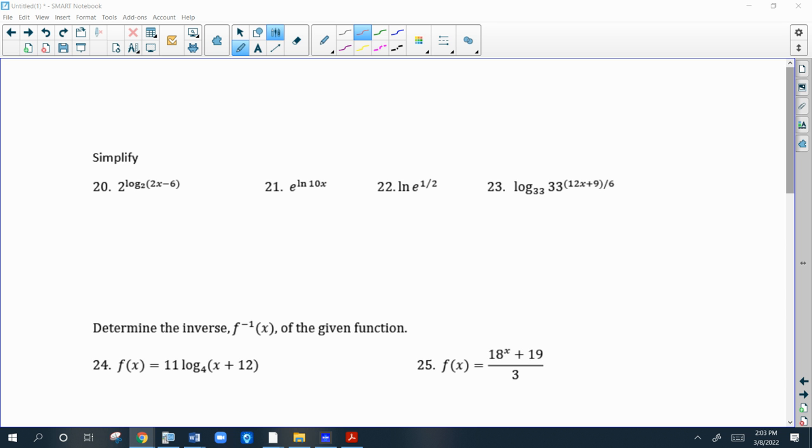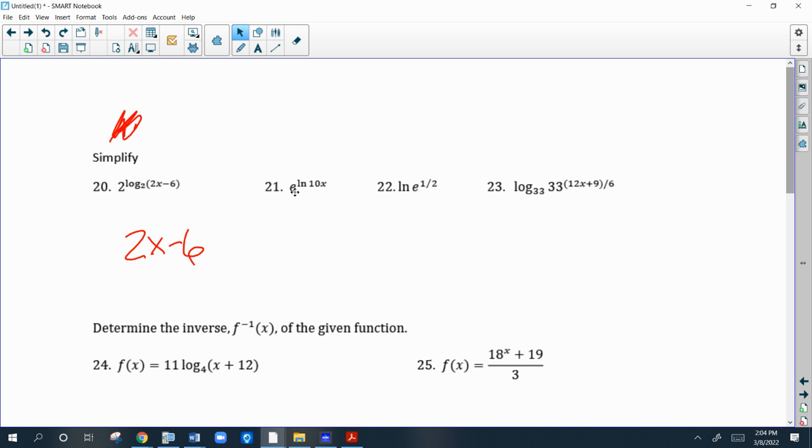Exponential functions and logarithmic functions are inverses. So when you combine them, they'll cancel each other out. So if you look at the first one, 2 to the log base 2. Well, the base of the exponent is 2 and the base of the log is 2, which means they are inverses. Those will cancel each other out, and you're left with 2x minus 6. That's as simple as it gets.